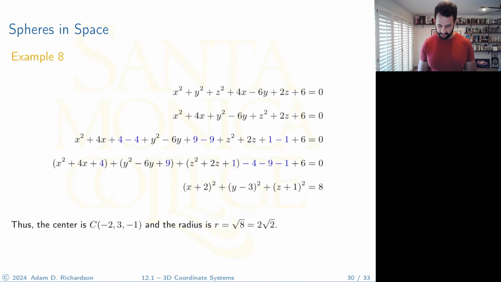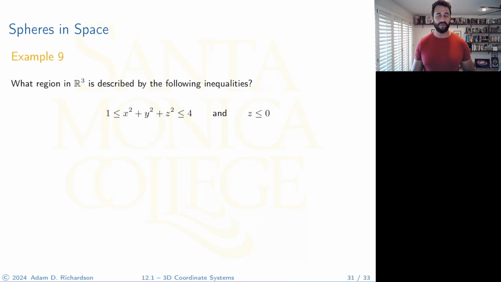So this is the equation of a sphere that is centered at (-2, 3, -1) with radius square root of 8, or 2 root 2 if you want to simplify it. All right. Okay, next. Here's a question for y'all.